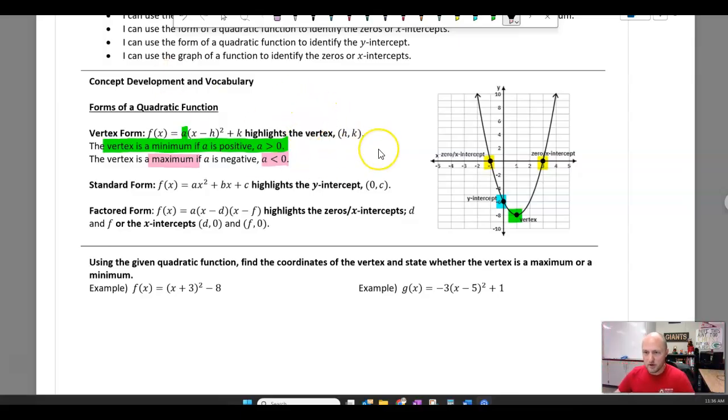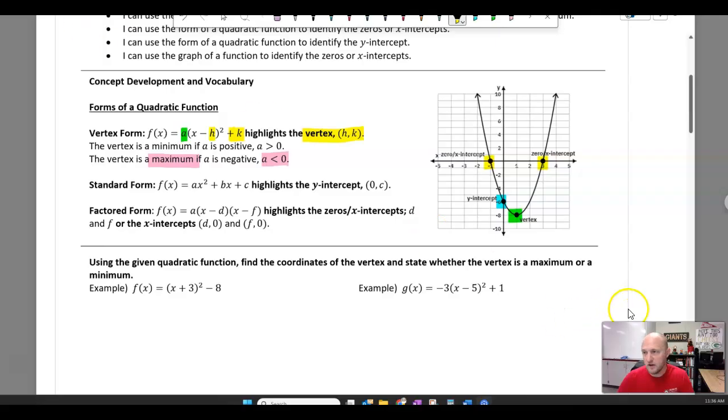The other important part of this is the vertex. Your vertex is h comma k. This is going to be the location of your vertex.